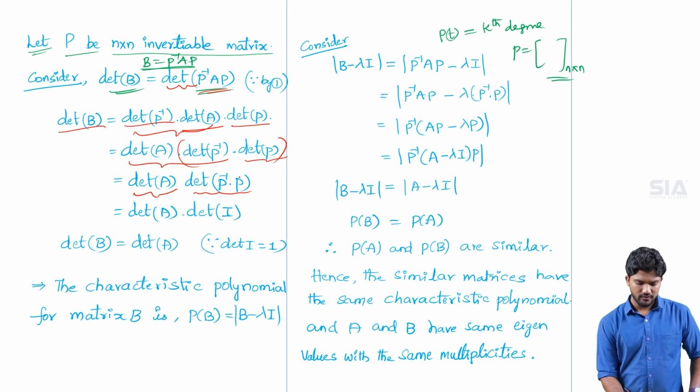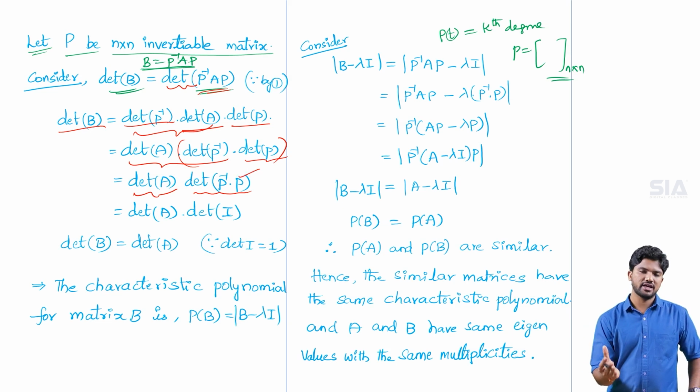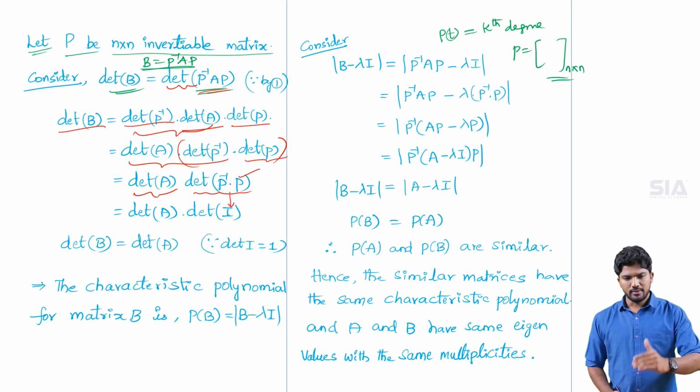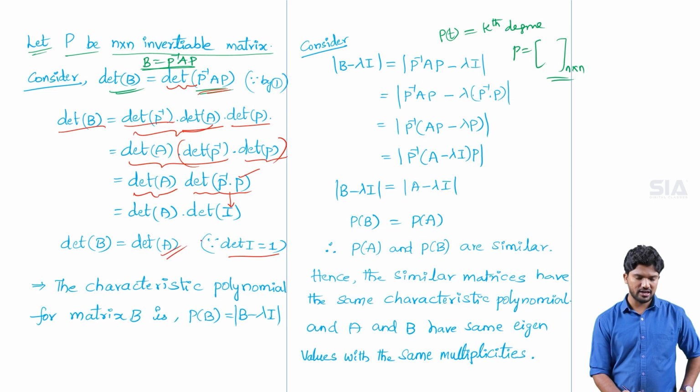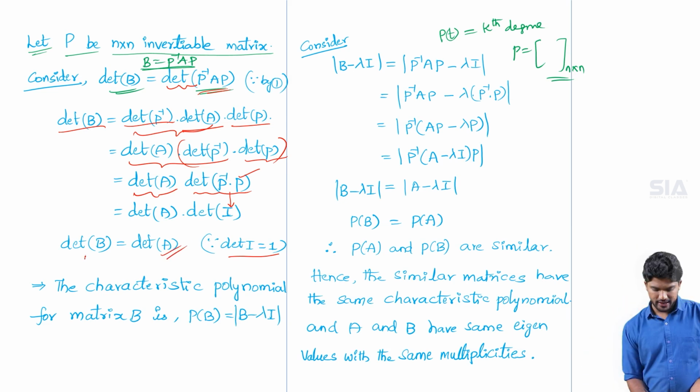You know very well P is an invertible matrix. So therefore P into P inverse is equal to capital I. Determinant of identity matrix is equal to 1. So therefore 1 into determinant of A is equal to det A. Det B is equal to det A.